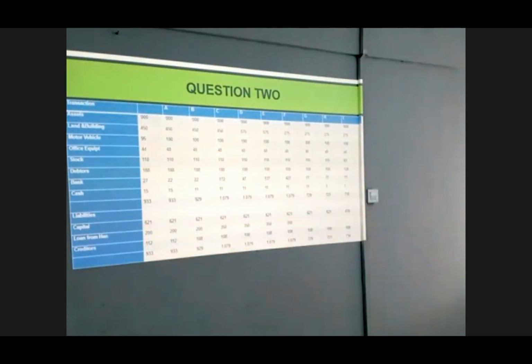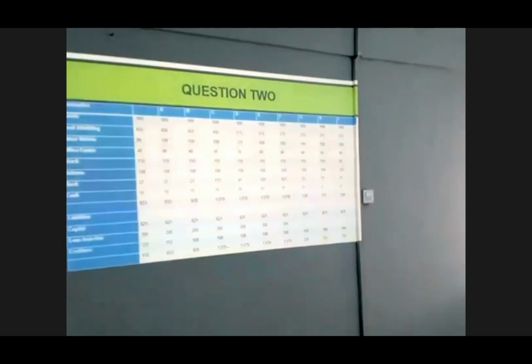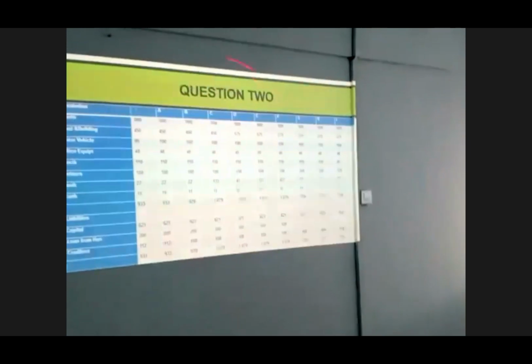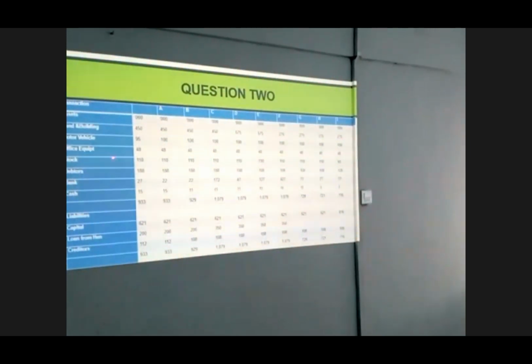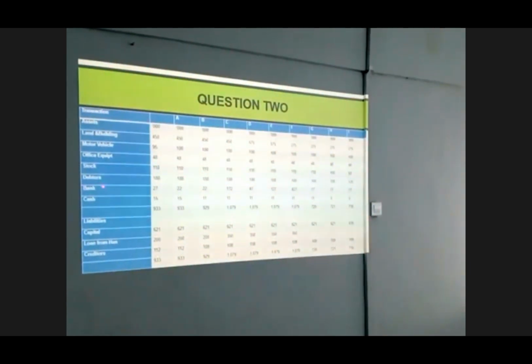Motor vehicle, 95 at the beginning of the month. Then at the end of the month, we have 100. Is there any change? Negative or positive, up or down? Up. What does it mean? We have added. It means we have bought a new motor vehicle. How? If you are buying, either by check or by cash. That's what is normal. So we should be seeing changes in either cash or bank here. When you look at it, office equipment remains the same, stock same, debtors same.